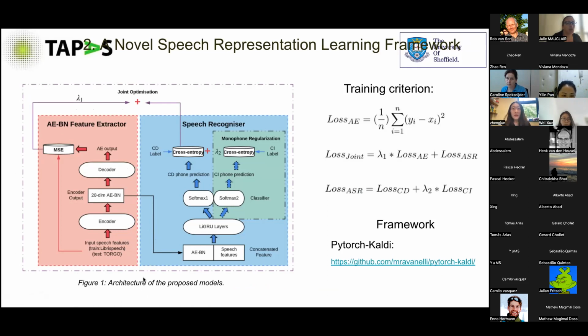Yes, the feature extractor is pre-trained on LibriSpeech, and then I use transfer learning by fine-tuning the last two layers of this autoencoder. And yes, this is transfer learning. We also extract Torgo features from here, and then for the speech recognizer, we just use Torgo. We didn't use LibriSpeech for the speech recognizer in this task. Okay.